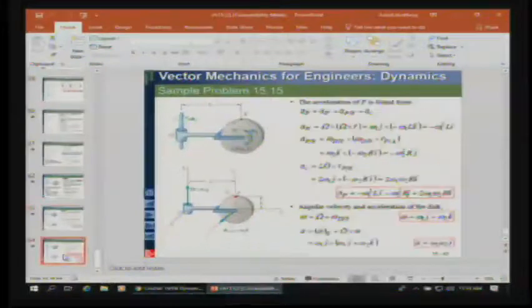Okay. And then last but not least, we just continue those expressions, and we come up with a complete expression for the angular velocity and the angular momentum of point P.